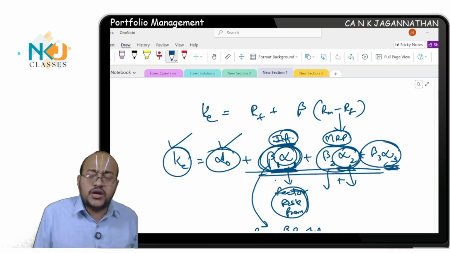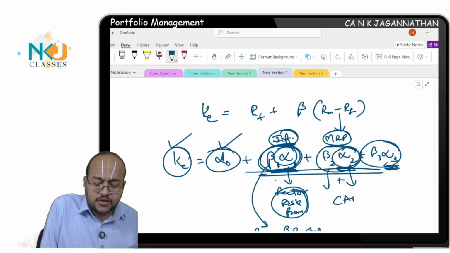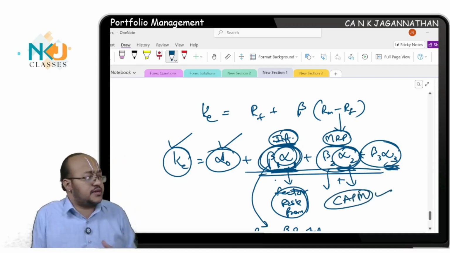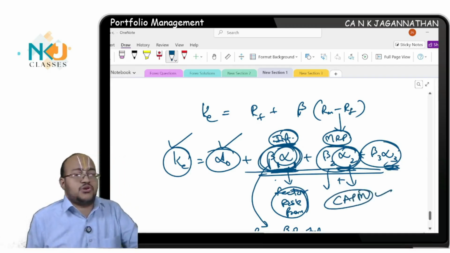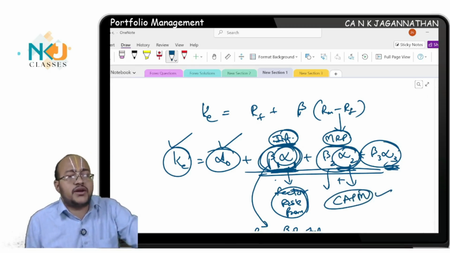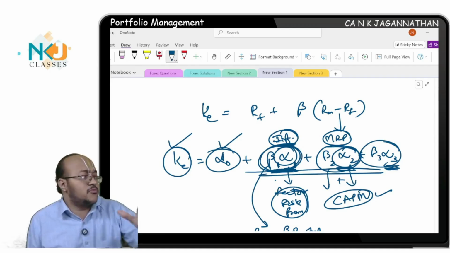So even today globally, CAPM is the accepted model everywhere. CAPM is very famous and accepted because of its simplicity. Because of its simplicity, beta you can easily find out, RF you know, and the market risk premium, RM minus RF, you can also find out.